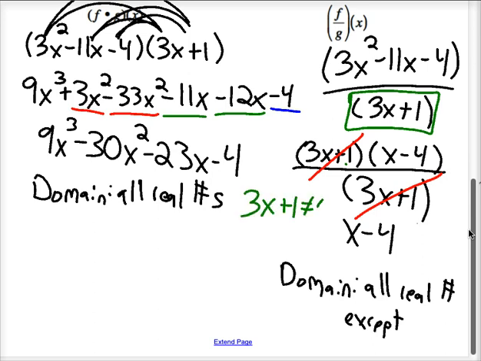3x plus 1, we don't want to let equal 0. Subtract the 1 over, and then divide by the 3. So if you ever struggle seeing it, you can write out a little equation. Set the denominator not equal to 0, and then solve like you would any normal linear equation. And you'll get that x cannot be negative 1/3. Because if it were, in the original problem, we would be dividing by 0, and that is not allowed.